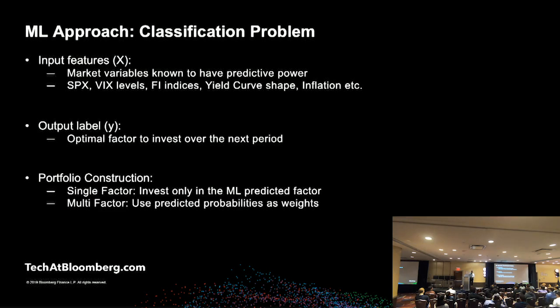And then when it comes to portfolio construction, we can either invest all our capital in the single factor which the machine learning model predicts, or we can also create a multi-factor portfolio by using the model predicted probabilities as weights, right? So we look at both those approaches in the example I'm going to show you.